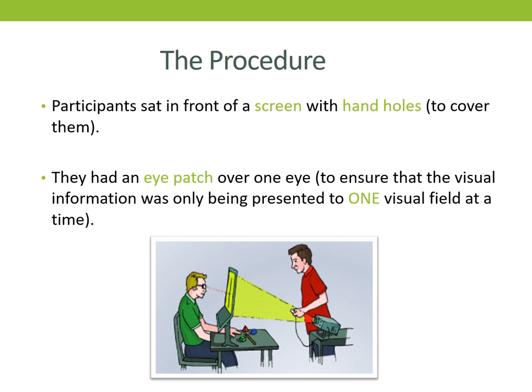They had an eye patch over one eye to ensure that visual information was being presented to one visual field at a time. Sometimes they're presenting information to both, in which case they wouldn't wear the eye patch. So if they're only presenting information to one visual field at once, they're wearing the eye patch.